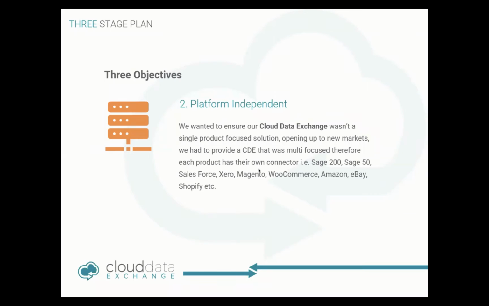We have connectors for Sage 50, Xero, QuickBooks, NetSuite, and we'll be adding to these accounting stroke ERP solutions as we grow. We have integrations for Salesforce, Magento, WooCommerce, Amazon, eBay, Shopify, BigCommerce, VisualSoft, and others you will see when we get to the product. We are building a portfolio of connectors to allow our customers to integrate multiple systems.